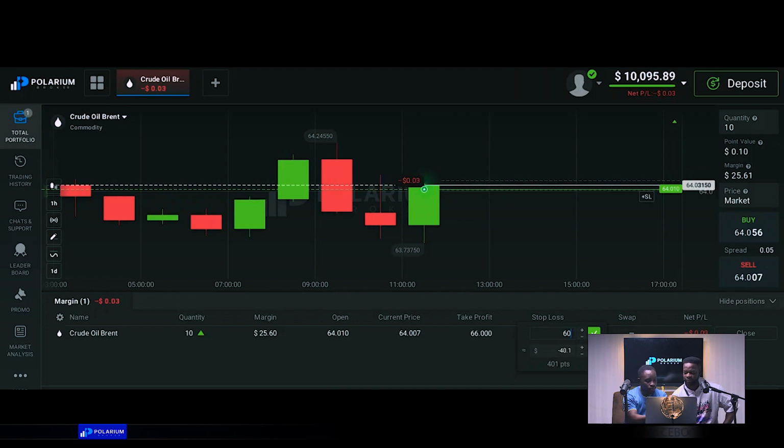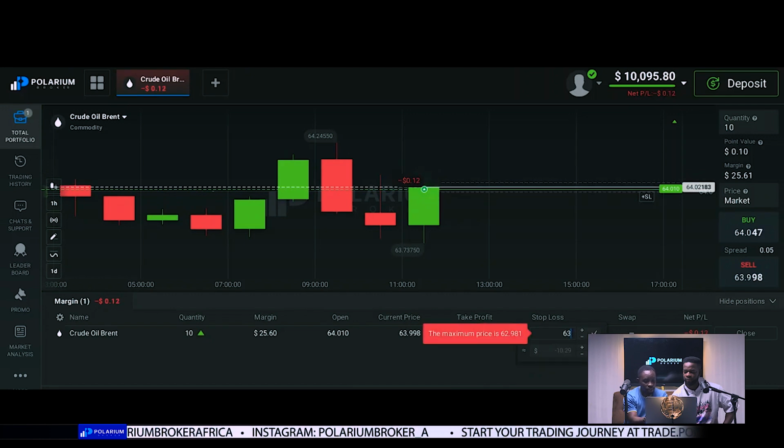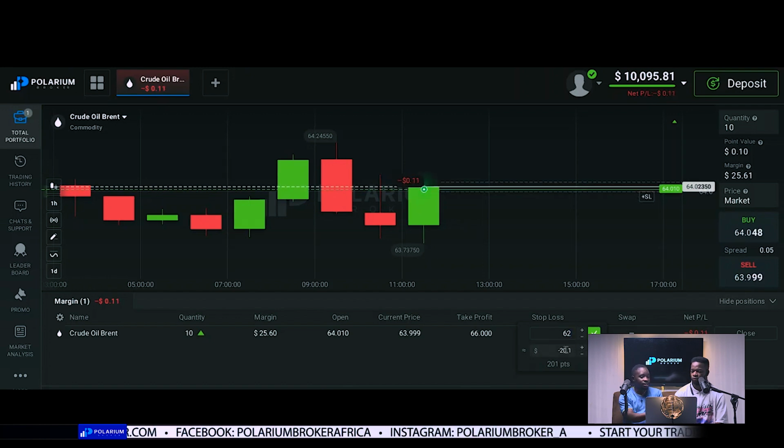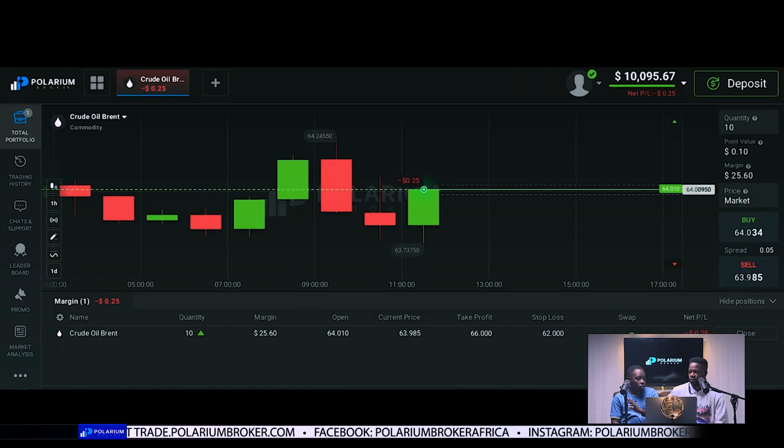So remember we enter at 64. If we put 63, okay, if we put 62, or let's leave it at 62. Now at 62, you are going to lose $20. That is if crude oil falls to $62, then you're set. As it is, you don't need to come back to this trade. It will close by itself.